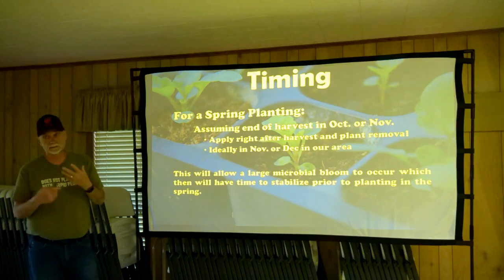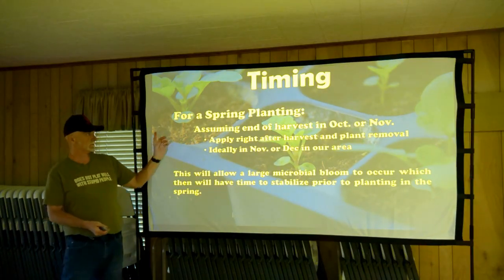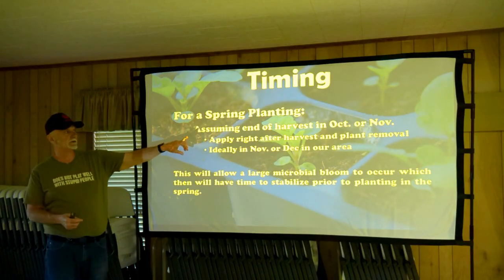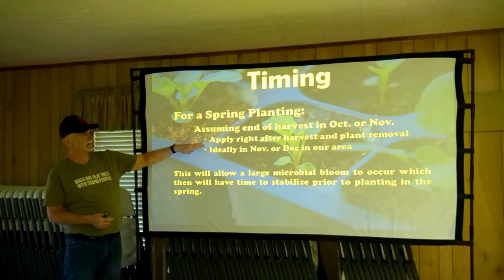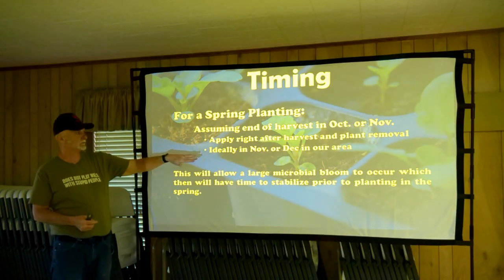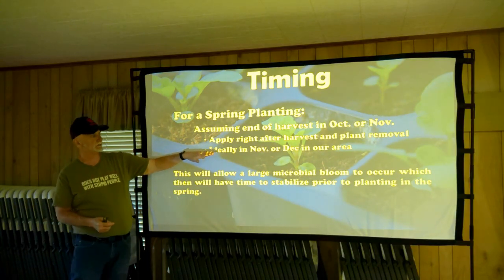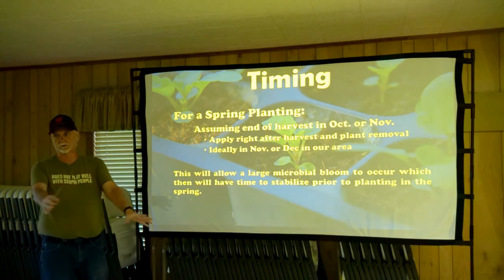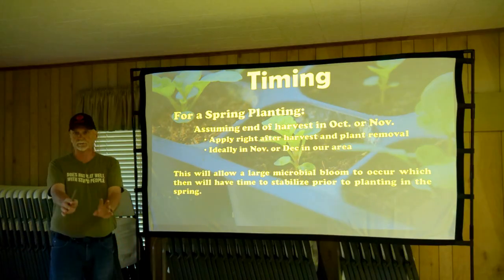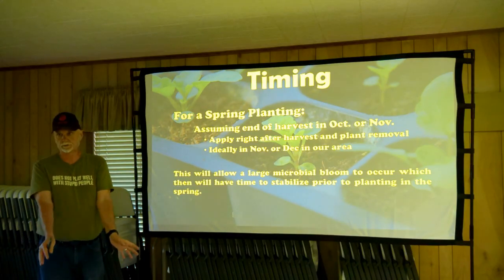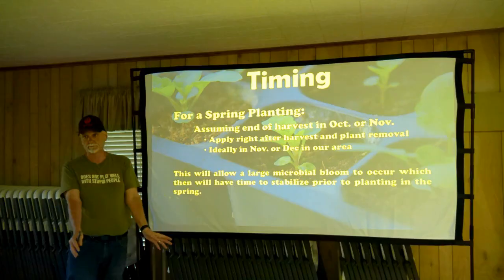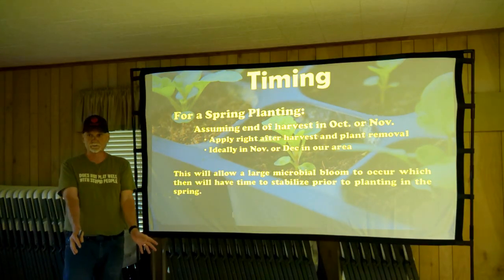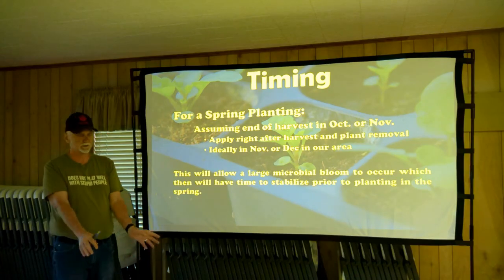Okay, timing. So we're talking about timing on it. For spring planting, assuming that the end of harvest is in October, November, we're going to apply it right after we harvest the plant removal, ideally in the beginning of November or December in that time frame. You put your mulch down on your bed. You're getting ready to plant your cover crop for the winter. It can be peas, radishes, whatever. You try to do it at least a good 3 or 4 weeks before hard freezes come.